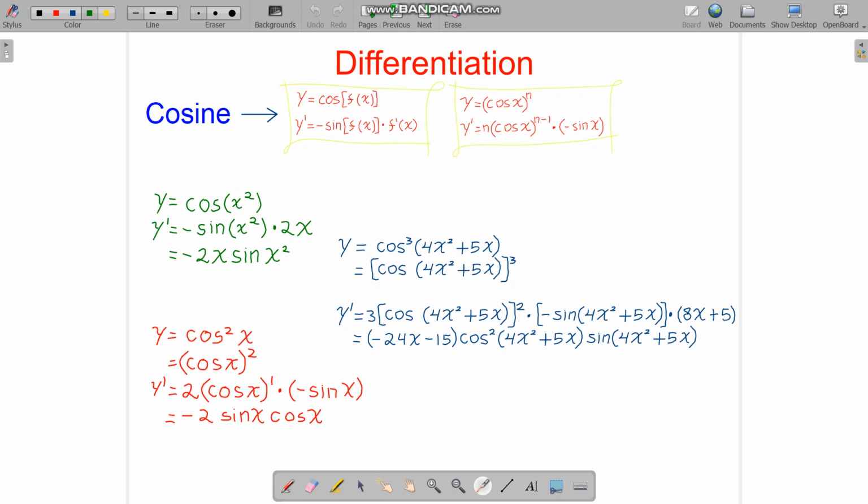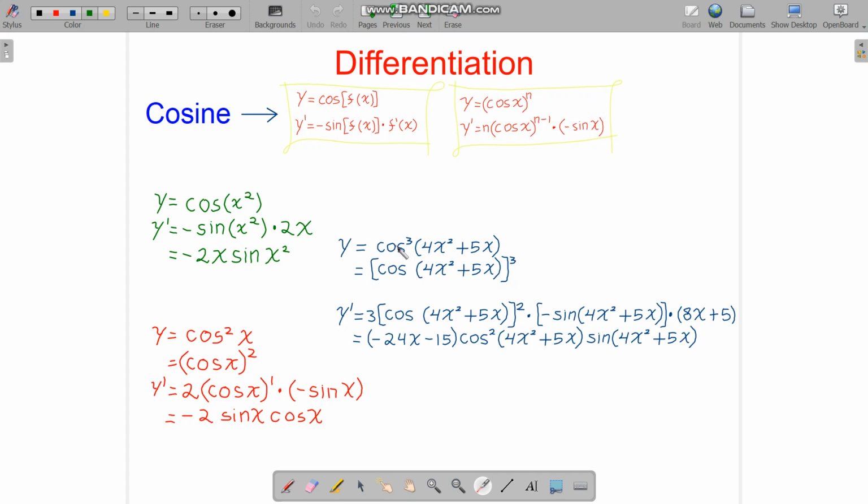If y equals cos squared x, which is the same as cos x all squared, we bring the power down 2 times cos x, the new power is 1, times the derivative of cos, which is minus sine.